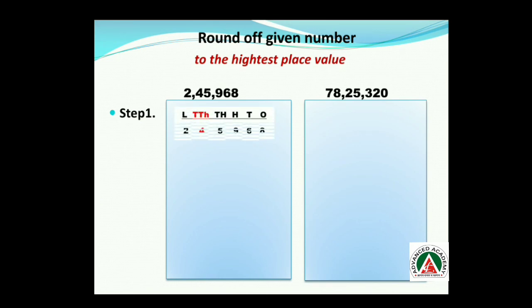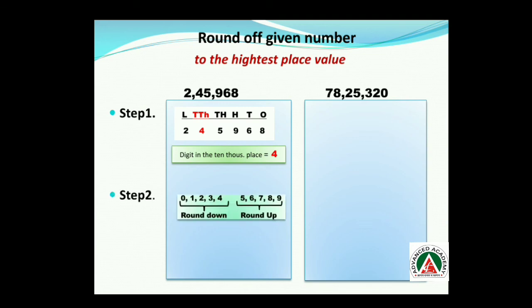So you can notice what is the highest place value of this number? Lakh. So we have to round this. Which digit will we compare? 10,000, because the previous place value is 10,000. So the digit at the 10,000 place is what? 4. Again step 2, we will see. So this 4 will come in which, round down? Okay. So this is 2,45,000.